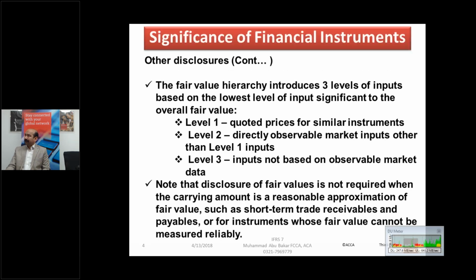Then fair value hierarchy, what you have used, level 1, level 2, level 3, as per IFRS 13. The disclosure of fair value is not required when the carrying amount is a reasonable approximation of fair value, such as short-term trade receivables and payables, or for instruments whose fair value cannot be measured reliably, because we know that trade receivables are a common feature in the balance sheet of all organizations. So if they are short-term, you will be receiving them within a period of 12 months, so there is no need that you should disclose their figure.